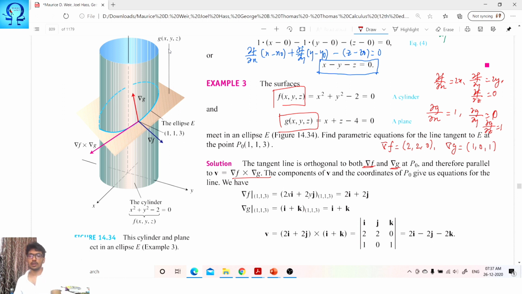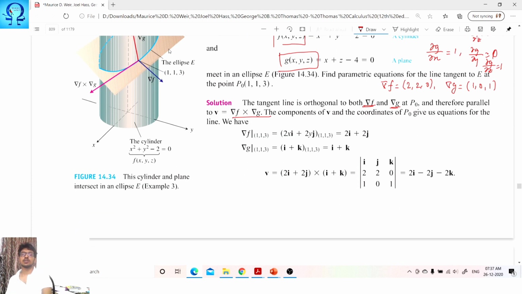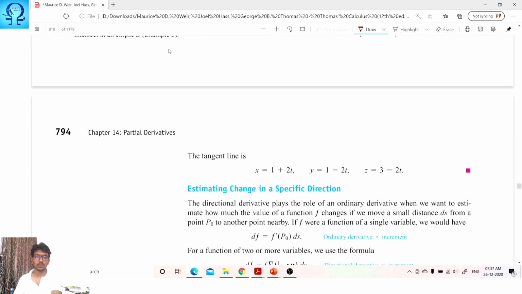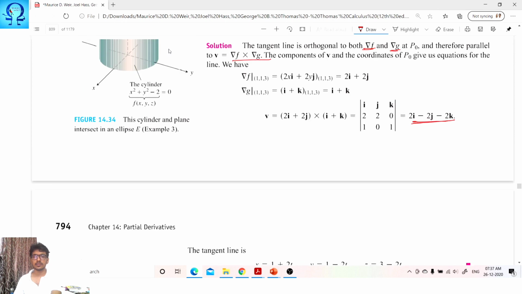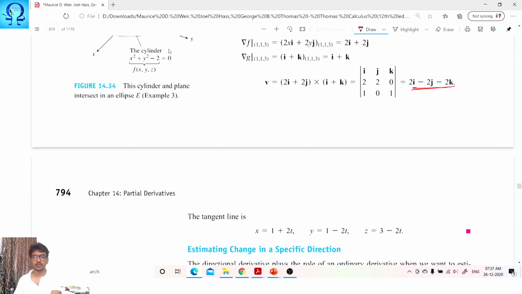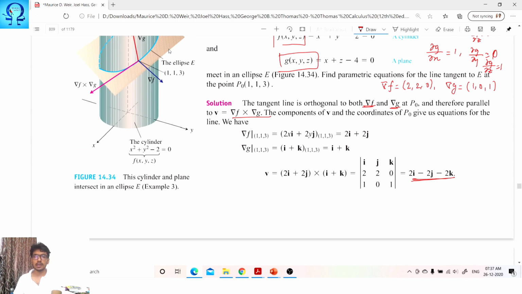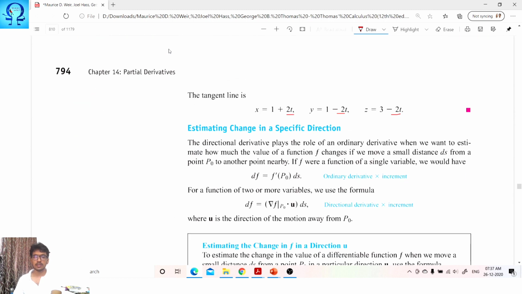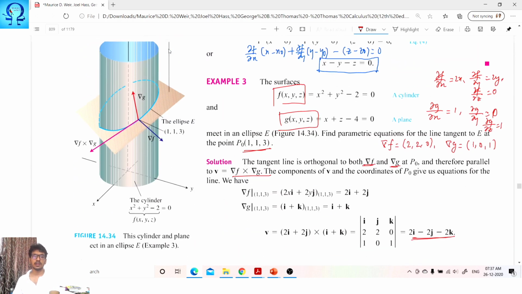Now we have to calculate the v vector, that is the cross product of these two vectors. I hope you know this calculation and you find this. Your tangent line is going to be parallel to this one. So what you have got is the direction, which is (2, -2, 2), and you know the point at which you have to take this. You just substitute x naught, y naught, and z naught, so you get the equation of the tangent line.